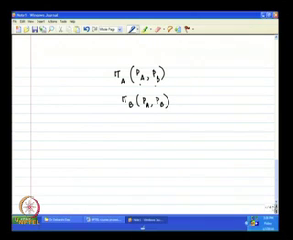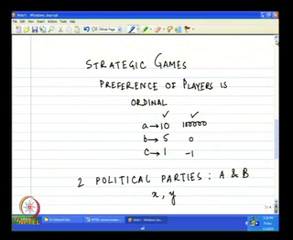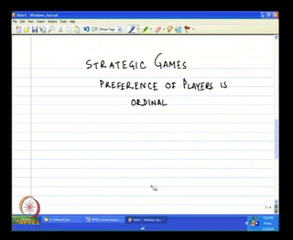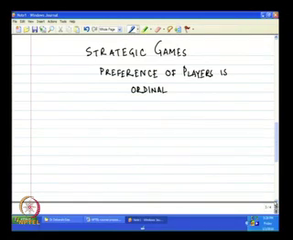So, without much ado, let me start with this topic of strategic games with ordinal preference. Now, what is meant by a strategic game with ordinal preference? I am trying to define it very briefly.